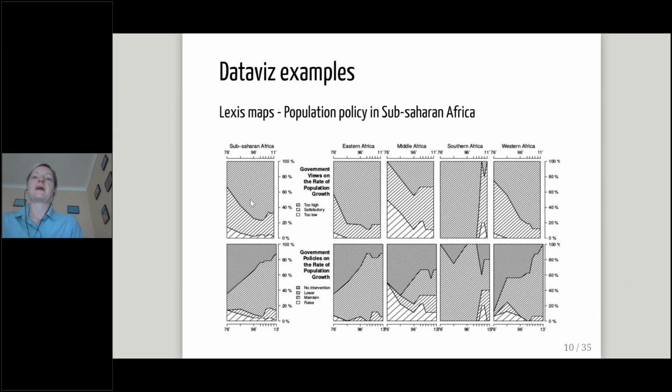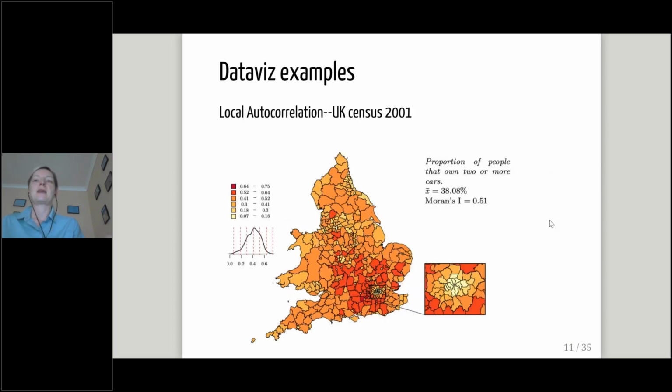So you've got the whole sub-Saharan Africa here on the left, and then you can see each individual region on the right. So for example, you can see that most Southern African countries now think that their population growth rates are satisfactory or even too low, while the rest of sub-Saharan Africa is slowly coming towards the position that their rates are too high.